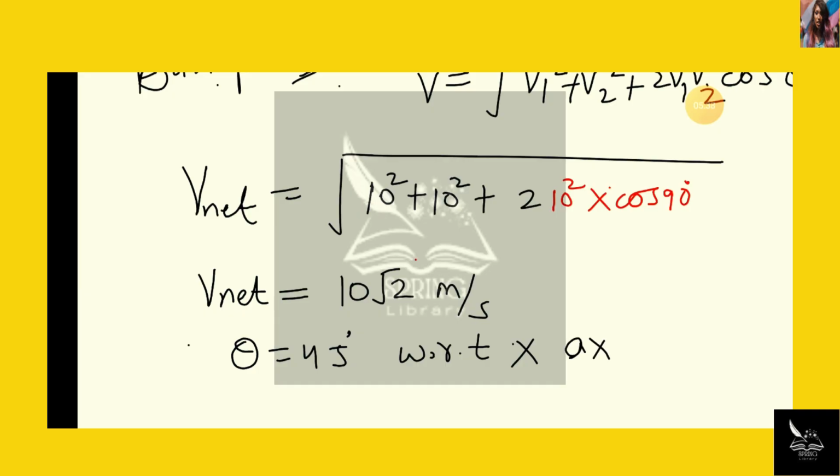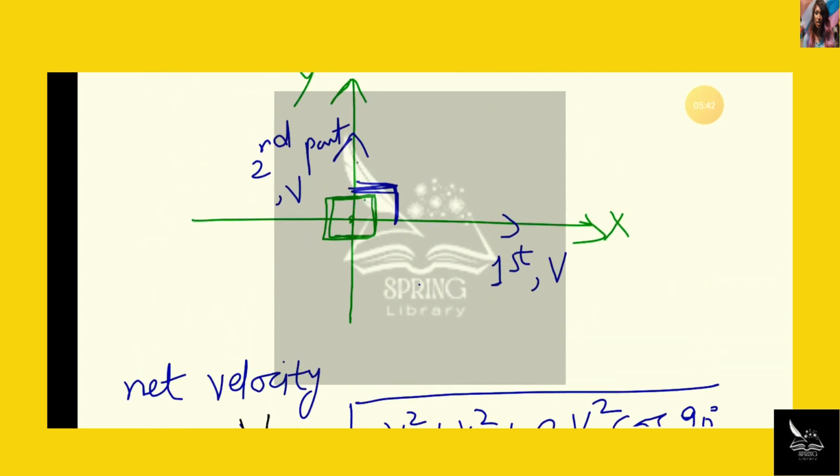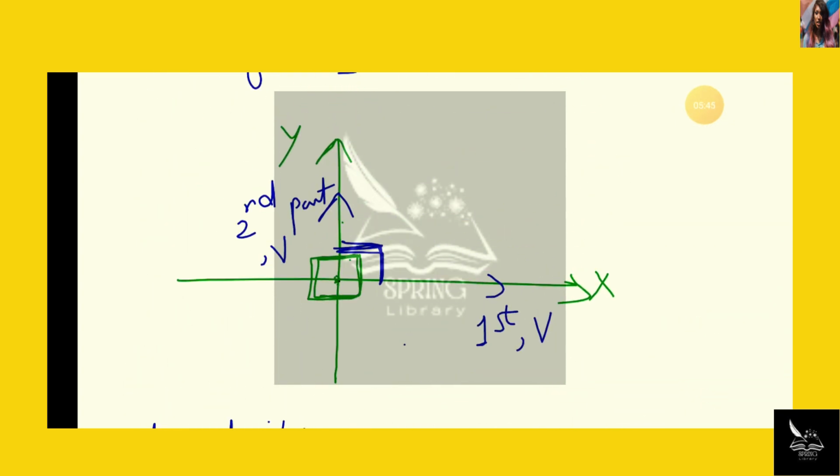You can also see this directly in the 2D coordinate system. Because both particles have the same speed, the resultant velocity will make an angle of 45 degrees from the x axis, and the value of v net will be 10 square root of 2 meter per second.